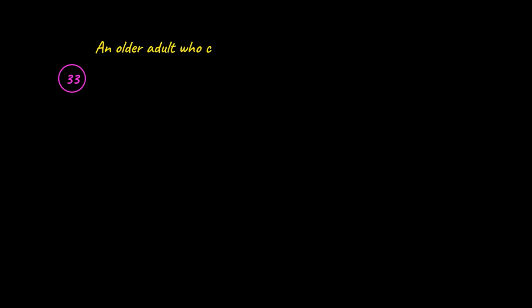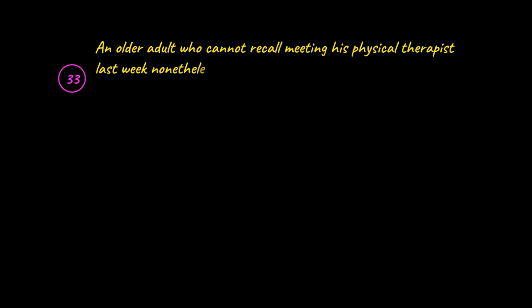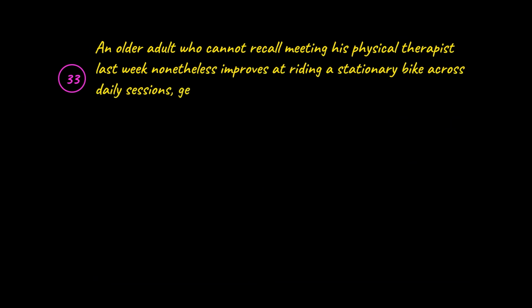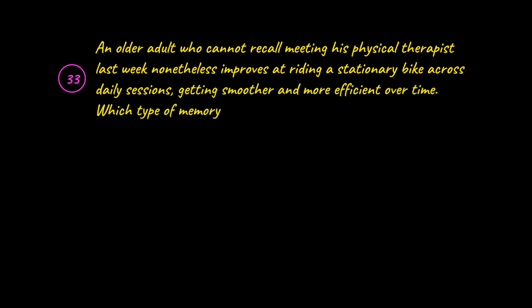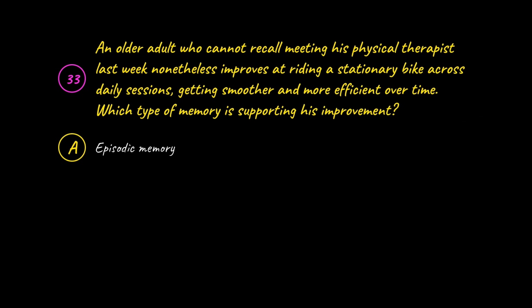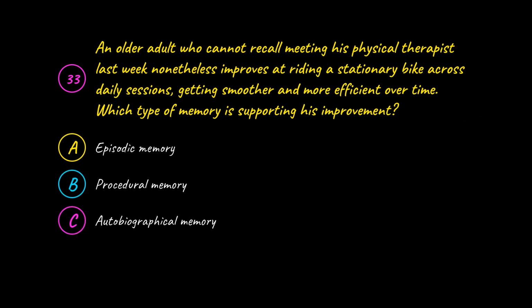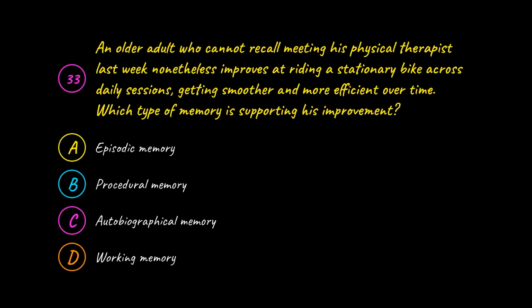Question 33. An older adult who cannot recall meeting his physical therapist last week nonetheless improves at riding a stationary bike across daily sessions, getting smoother and more efficient over time. Which type of memory is supporting his improvement? Your options are A. Episodic memory, B. Procedural memory, C. Autobiographical memory, D. Working memory. Which one is it? Pause the video if you need more time.